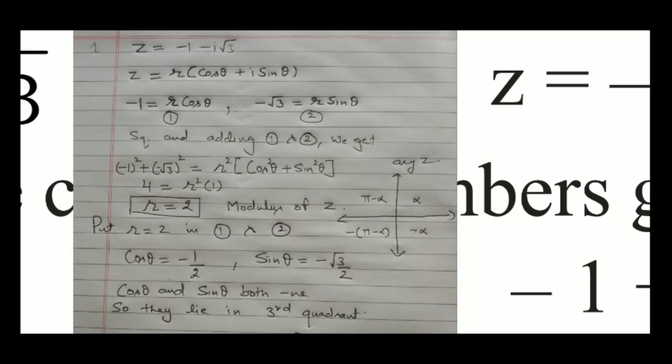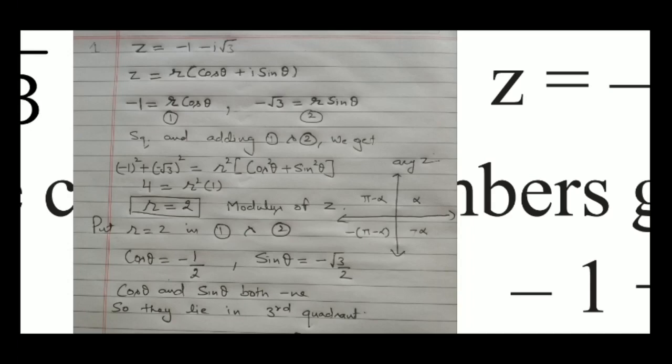Now after getting the value of r, you will substitute this value in equation number 1 and equation number 2. After substituting the value of r, you will get cos theta is equal to minus 1 upon 2 and sin theta is equal to minus under root 3 by 2. You can see both cos theta and sin theta are negative, so it means they lie in the third quadrant.